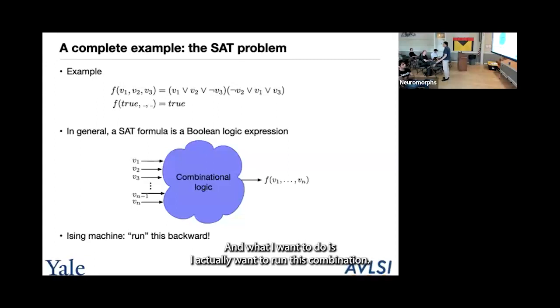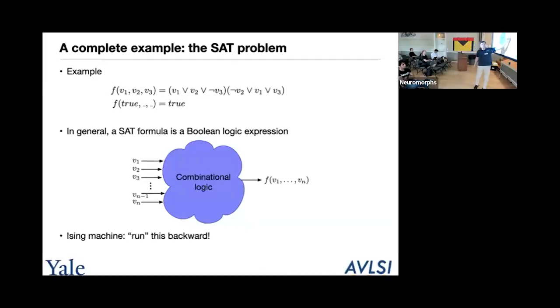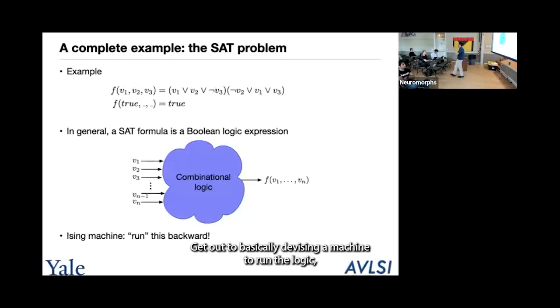And what I want to do is actually run this combinational logic backward. Right? That's what I'm trying to do. I want to say, this output is 1. What are the inputs? And of course, this is not easy. So that's what we're trying to do. We're trying to basically use the Ising machine to run the logic backward.